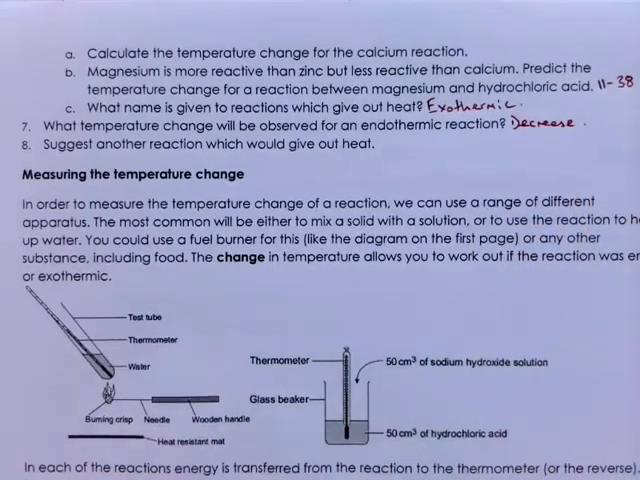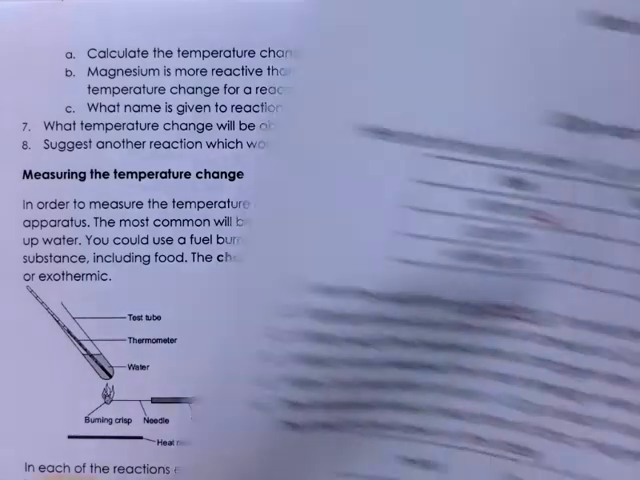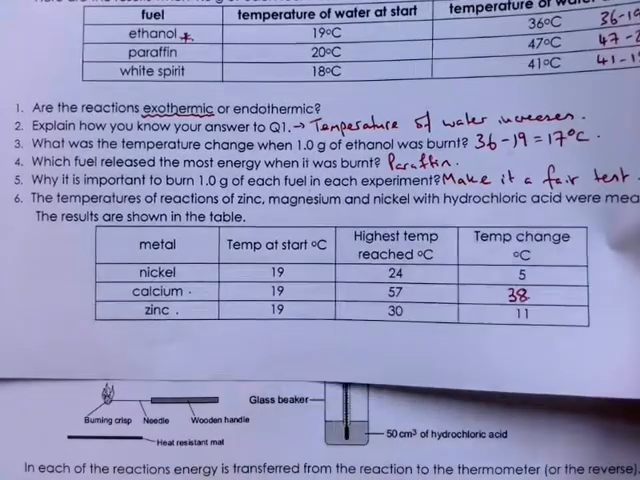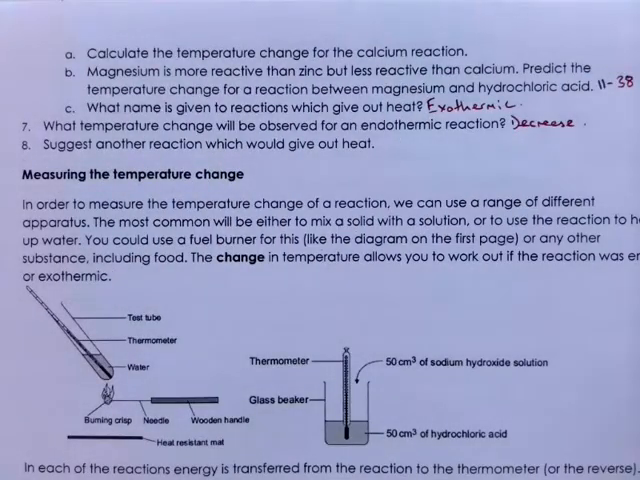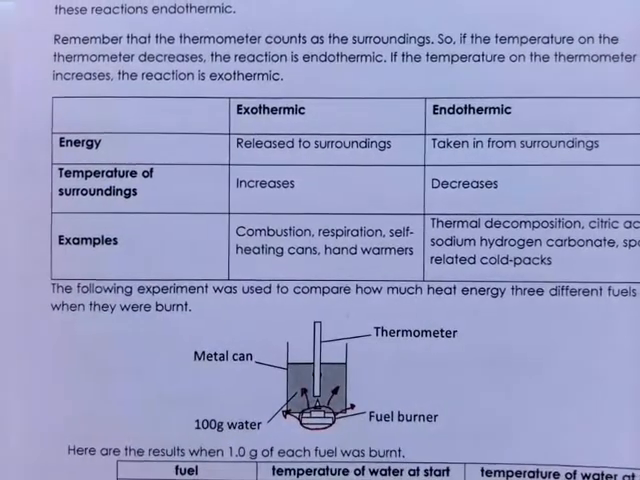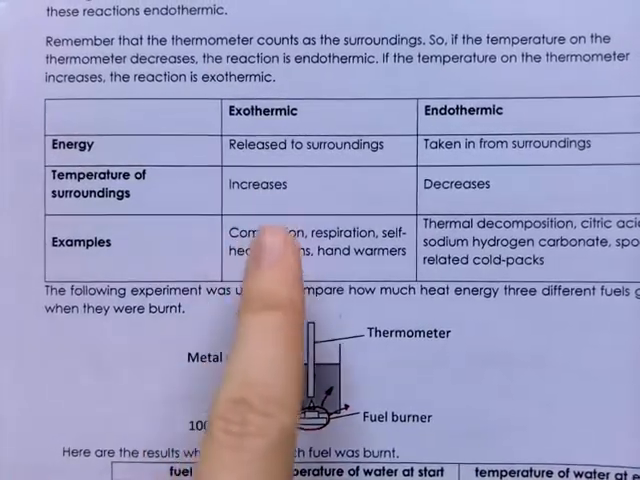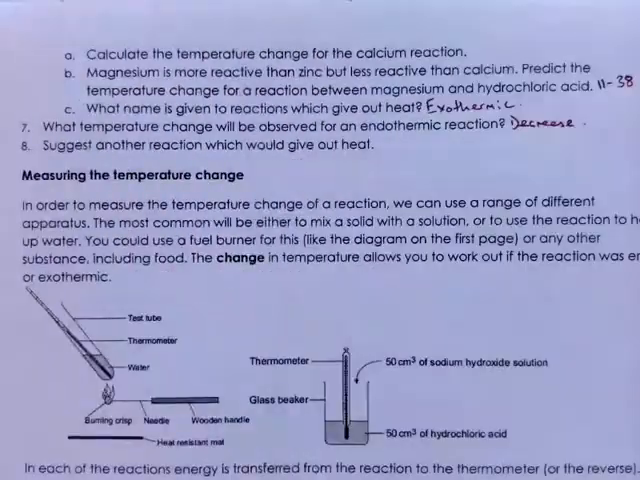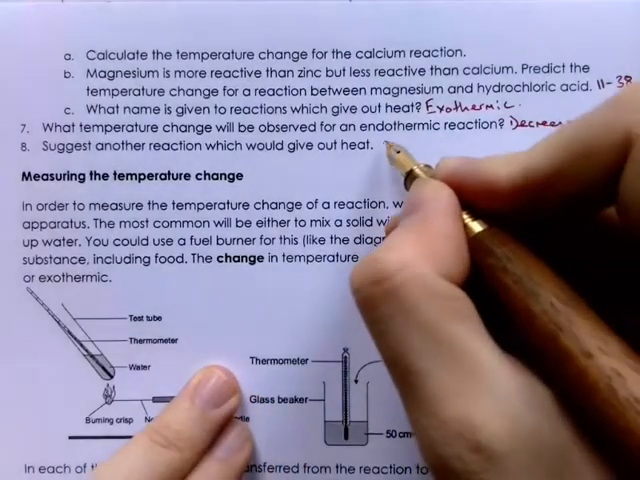Suggest another reaction which would give out heat. Okay, so this is quite a difficult question. This is asking you for another kind of reaction. So here, this is a metal plus an acid, and it's exothermic. What else is exothermic? Well, if you read the part at the start, you've got examples of exothermic reactions, such as combustion. So combustion would be an obvious answer.